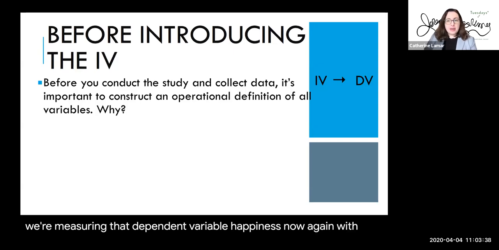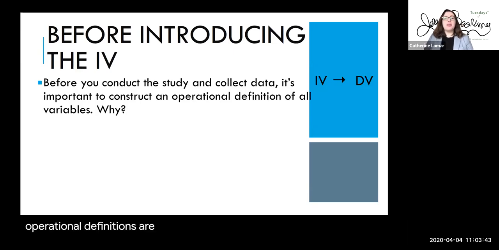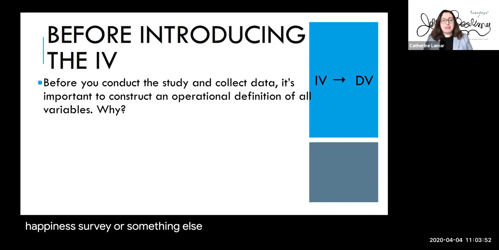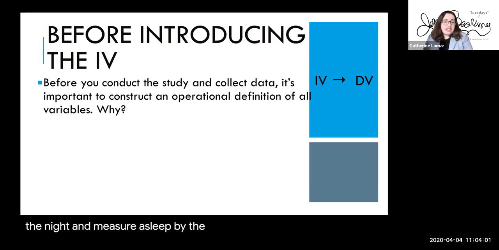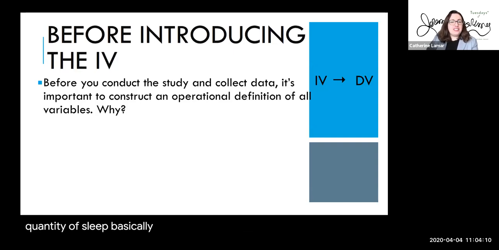Now, again, without these operational definitions, we actually can't run the study. Operational definitions are so important before we actually collect the data because they shape how we're collecting that data. Are we using a happiness survey or something else? Are we manipulating sleep by changing the number of hours participants sleep? Or maybe we could wake up participants every so often throughout the night and manipulate sleep by the quality of sleep instead of the quantity of sleep. Basically, there are different operational definitions for various constructs, and the way that we operationally define a variable will shape literally the entire study.